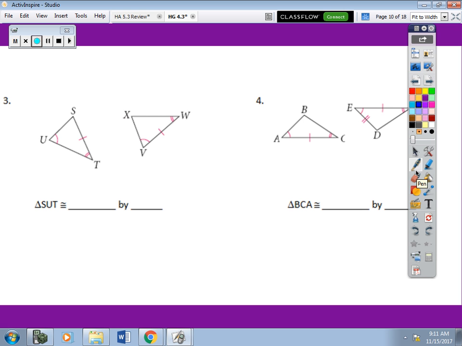Next one. Always make sure you look at both triangles. The first one I see angle, angle, side, so it looks like AAS. But the second one has angle, side, angle. Since one is one postulate and one is the other postulate, not possible.